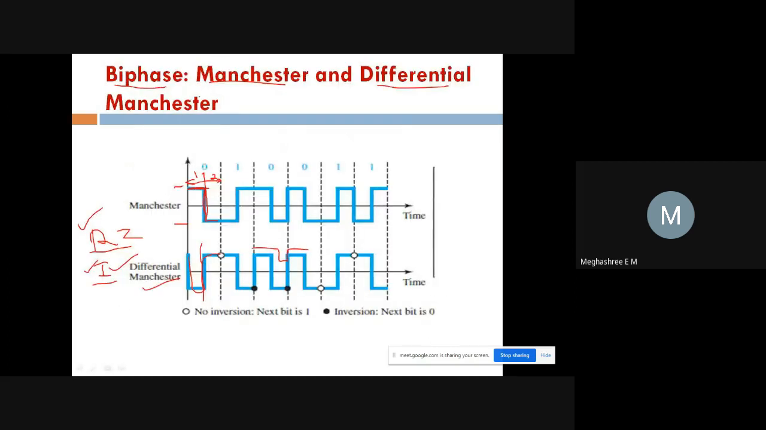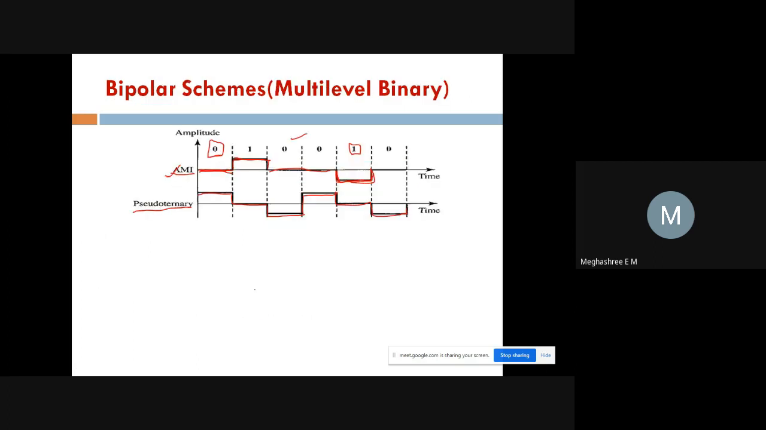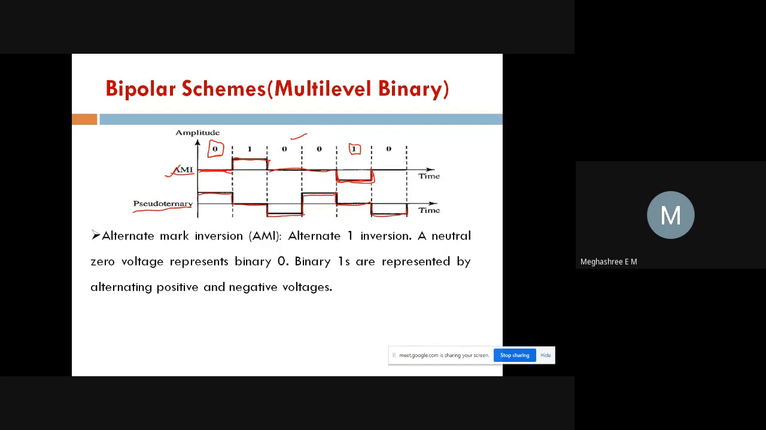Next is biphase, where we discussed Manchester and differential Manchester, where you can see here there is no change, and here there is a change when a 1 bit is encountered in the data. The last method is bipolar, also called multi-level binary, and two encoding schemes are followed. One is AMI, alternate mark inversion, where 0 represents the neutral voltage and 1 represents positive and alternately negative. Pseudo ternary is another version of AMI, where 0 represents the positive side and alternately the negative side, and the 1 bit represents the voltage level as 0, that is neutral voltage level.